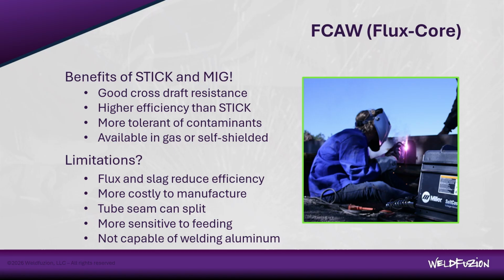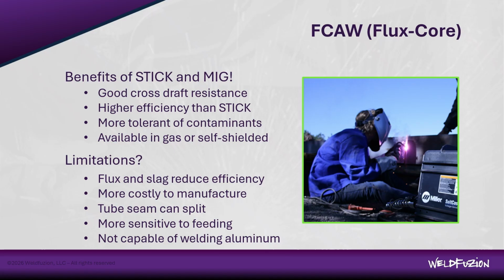Okay, now a tubular wire is more costly to make, right? Because we have to start out with flat strip, and then we use a tube forming mill and dump the flux in before that final step of rolling that over into a tube. And if too much pressure is used, that can split that seam. The wall of the tube is so thin that difficult to feed wires like aluminum, that doesn't have much columnar strength, are not an option with flux core.